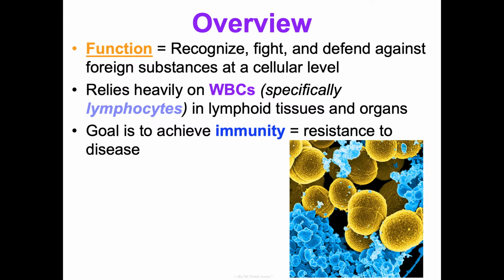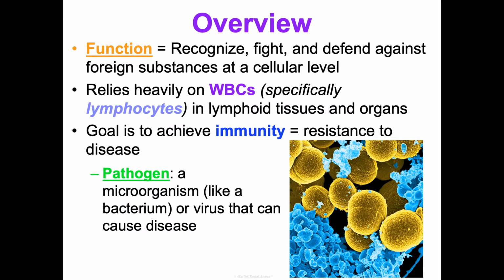So, what are we trying to get immunity from? Well, a word hopefully you are familiar with is a pathogen. It's a microorganism like a bacterium, but it could also be a virus. Remember, viruses are not living things, so they're not considered microorganisms. But it's basically one of those things that can cause disease. So, it's a disease-causing agent.